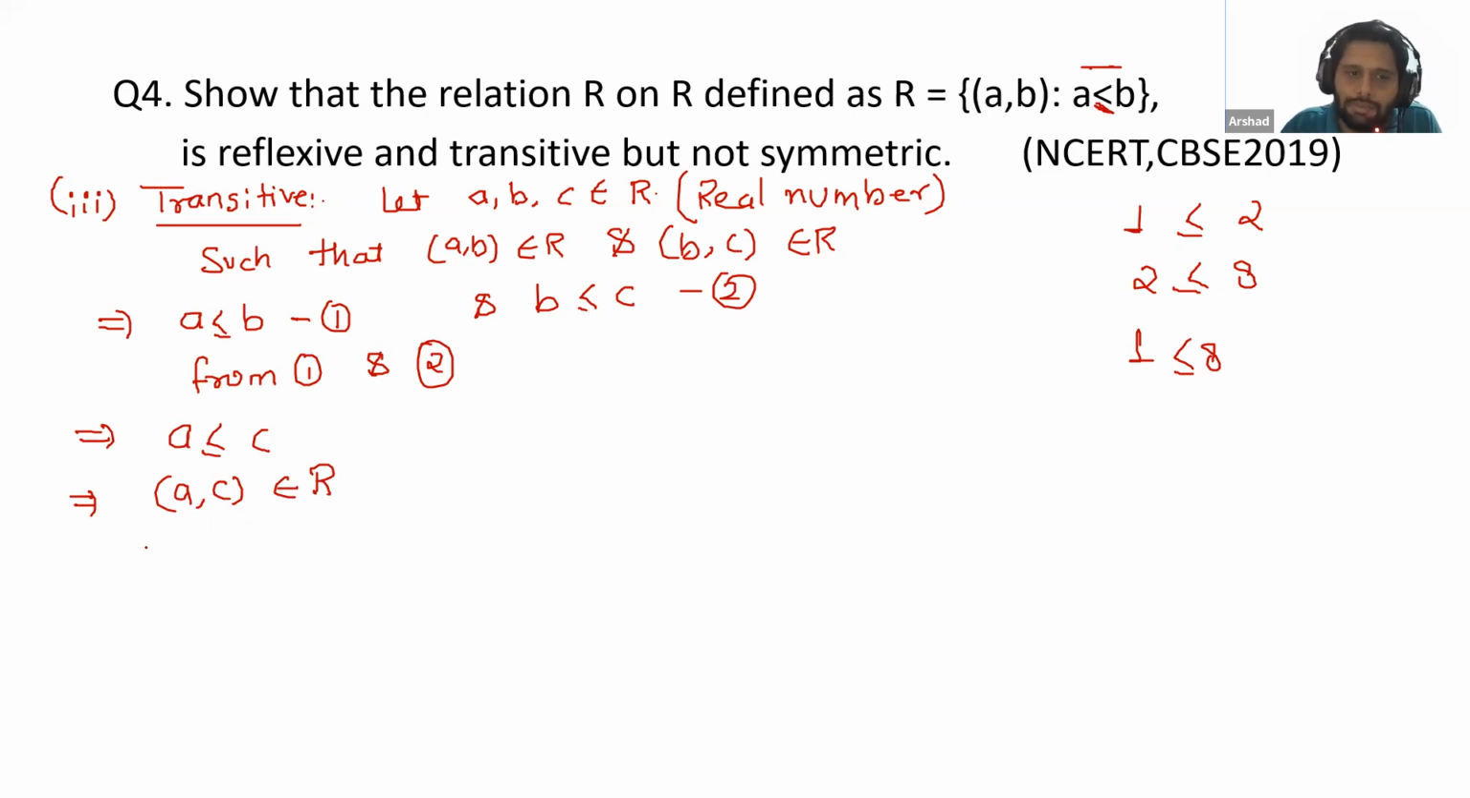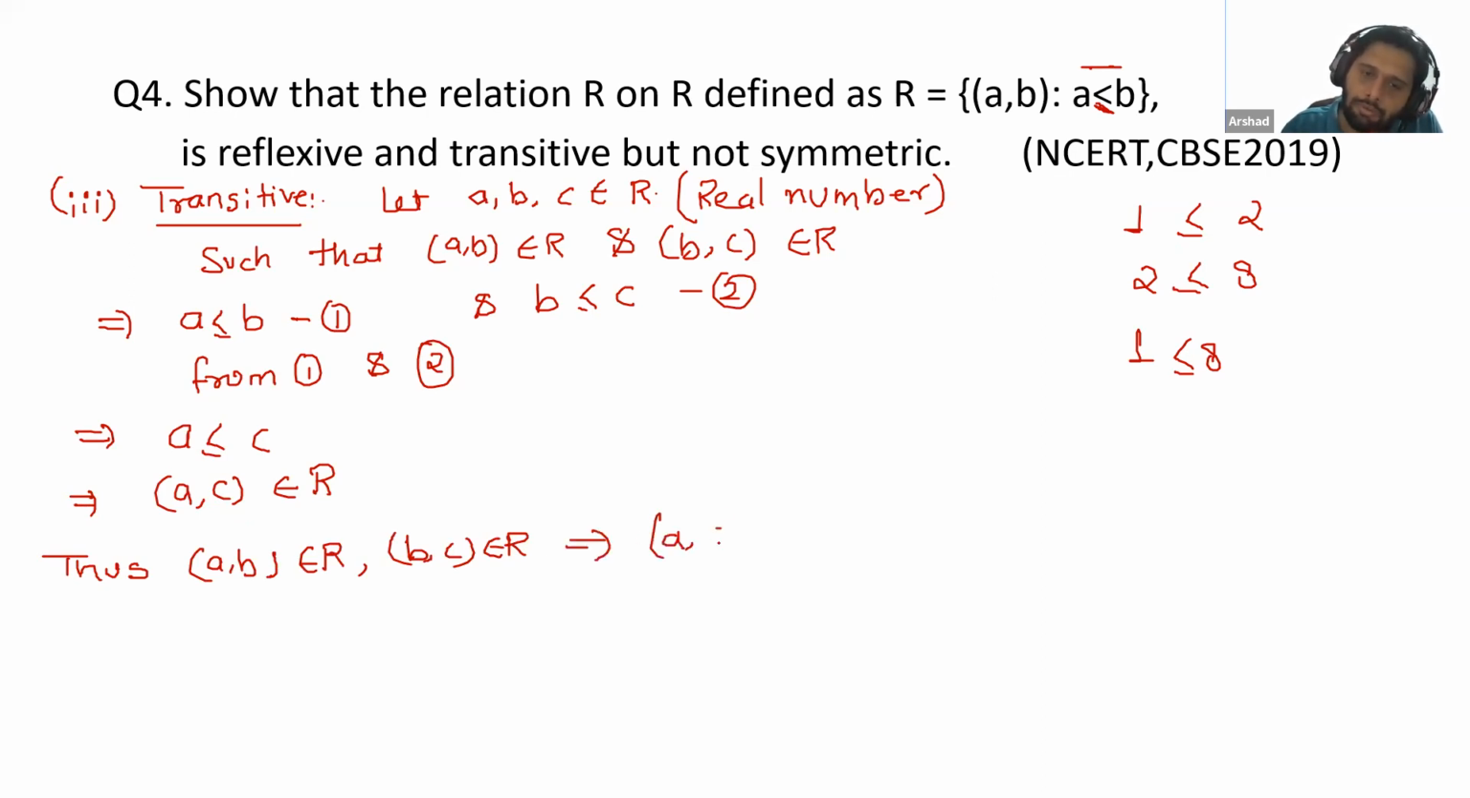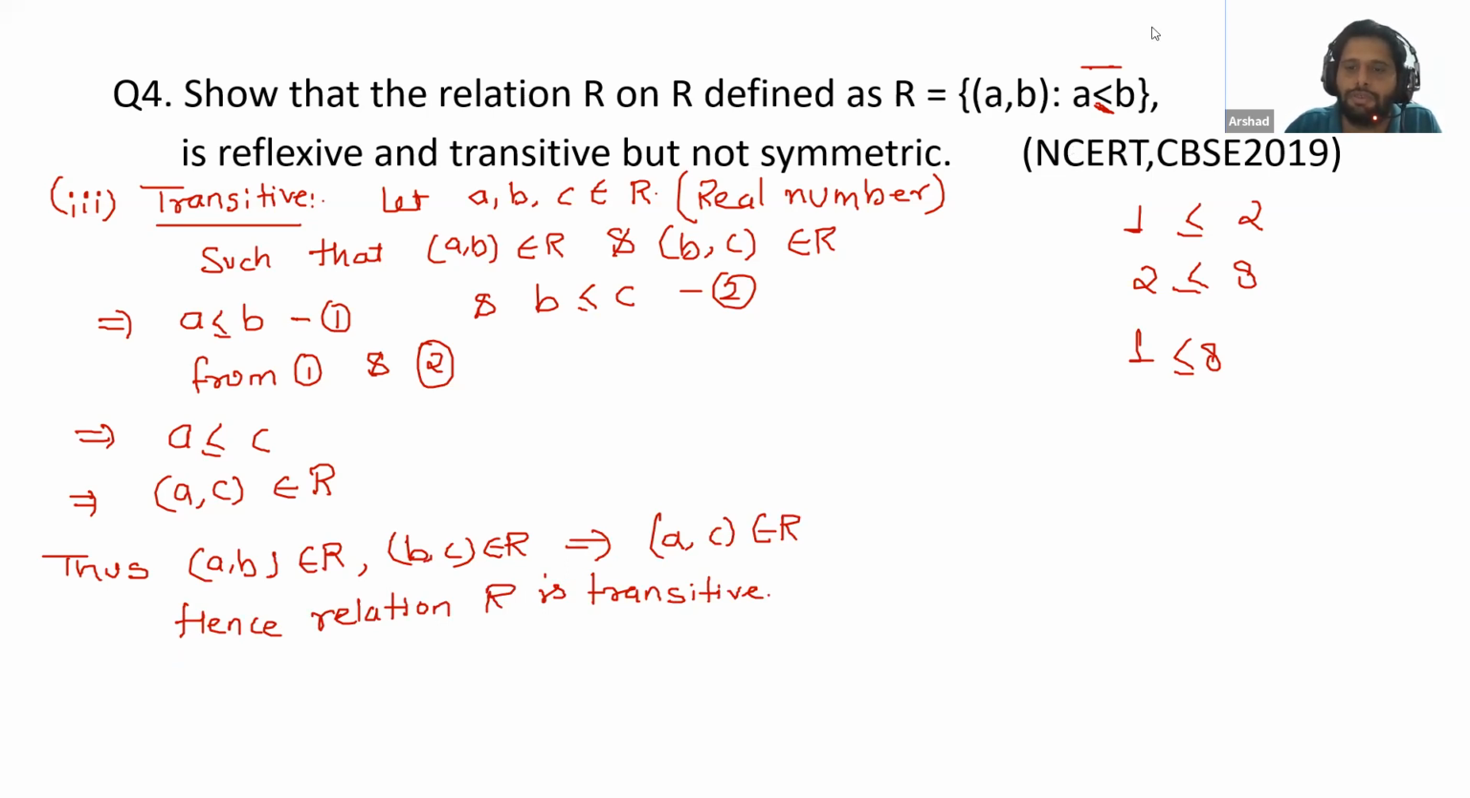Now we will again write the same statement, because we need to define it. A, comma B belongs to R, B, comma C belongs to R. This implies A, comma C belongs to relation R. Hence relation R is transitive. Okay. So please learn steps first and second. First and second are standard steps. So please learn this for transitive. Now everyone please note down this and then raise your hand. Then I will give you the break of 5 minutes.